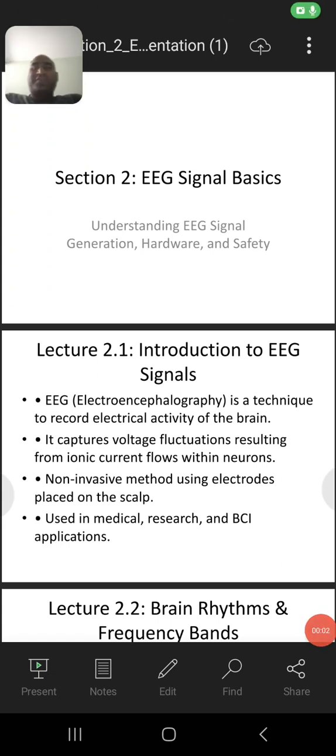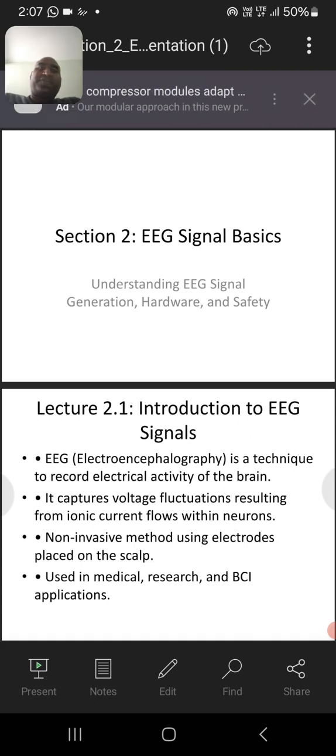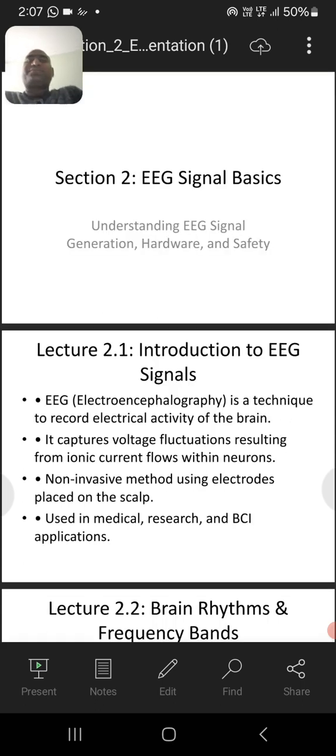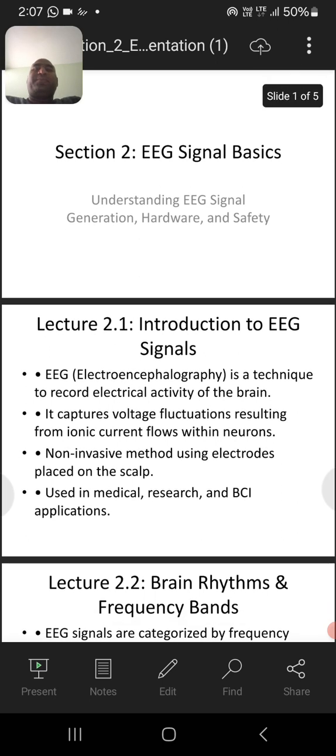Welcome, learners. So we have seen brain computer interface basics: what is BCI and what are the different types of BCIs. Now I want to go to section 2, which is EEG signal basics, which is the understanding of EEG signals and generation, hardware and safety.